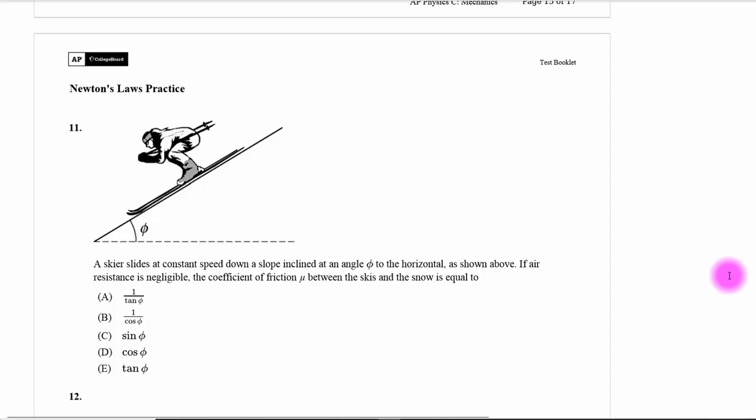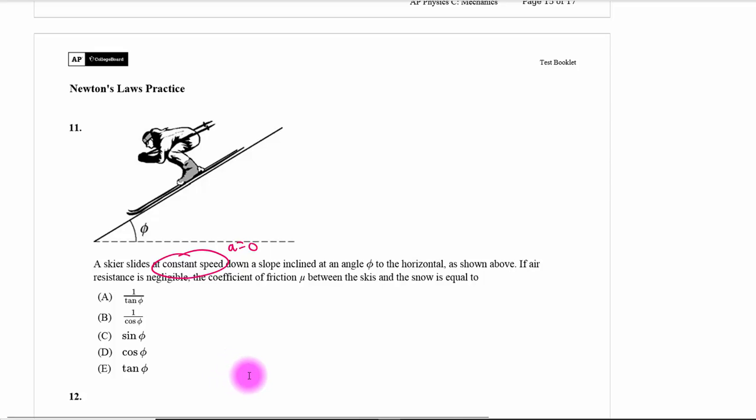It says a skier slides down at a constant speed down a slope, incline. Ooh, constant speed. That means acceleration equals 0. So the forces are balanced. At an angle phi to the horizontal, you figure they just pick one letter for the angle, but nope. As shown above, if air resistance is negligible, the coefficient of friction between the skis and the snow is equal to what? Oof. This is something that you may end up memorizing, but looking at it, you can't just guess this answer. You have to actually work it out.